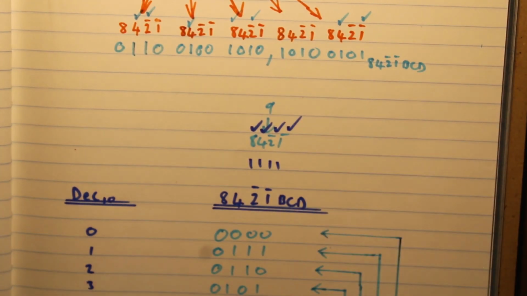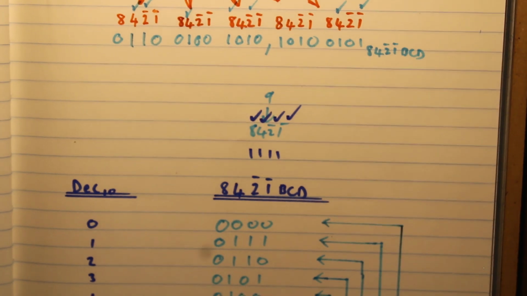All right. So I hope that helps. And in the next video, we're going to look at the gray code.